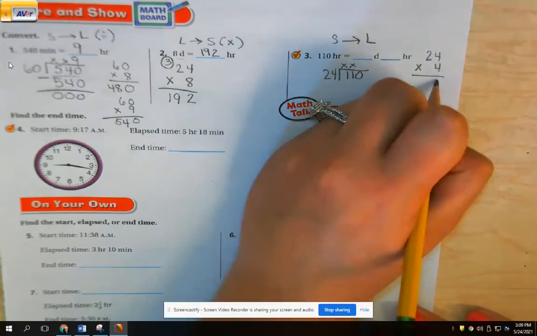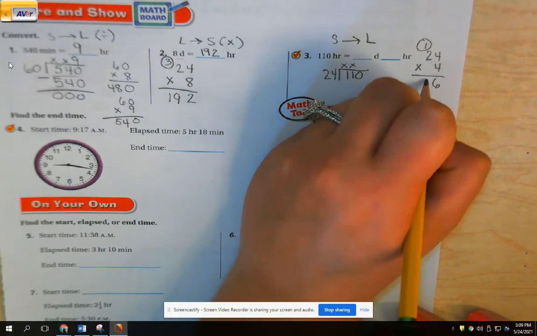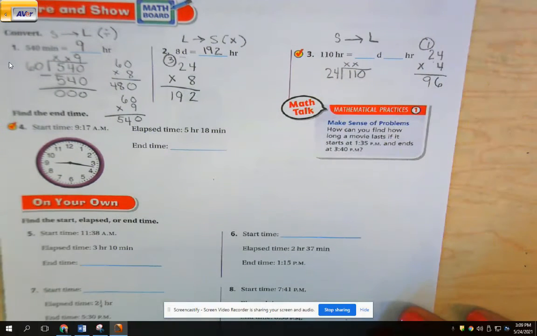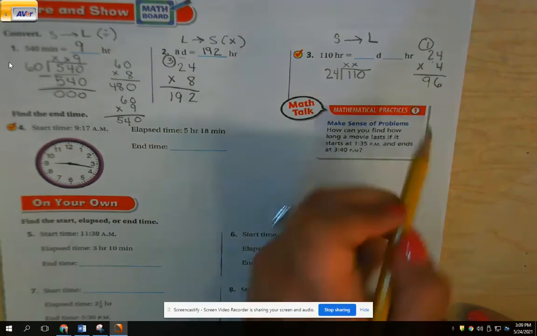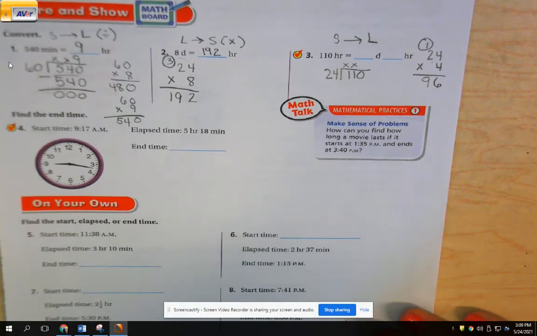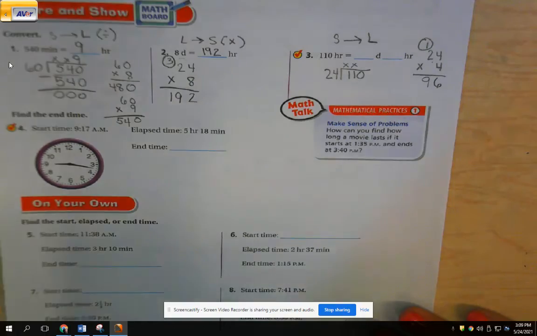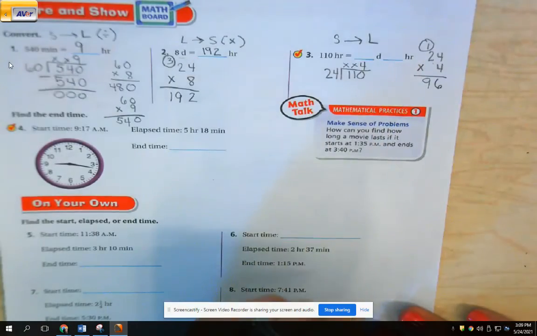4 times 4 is 16. 4 times 2 is 8, plus 1 more is 9. So 24 times 4 brings me to 96. That's as close as I'm going to be able to get, because if I did 24 times 5, I would get a bigger number than 110. So I can't go any larger. So it can go in about 4 times.